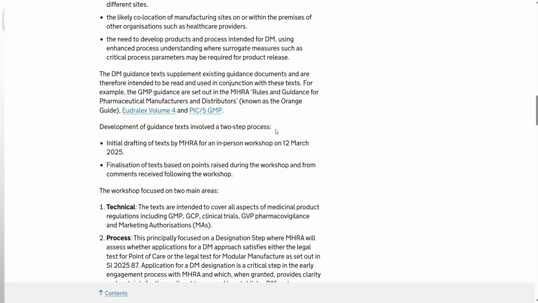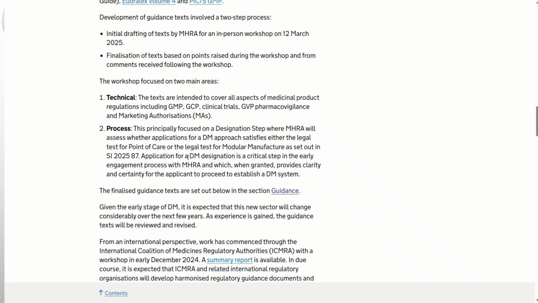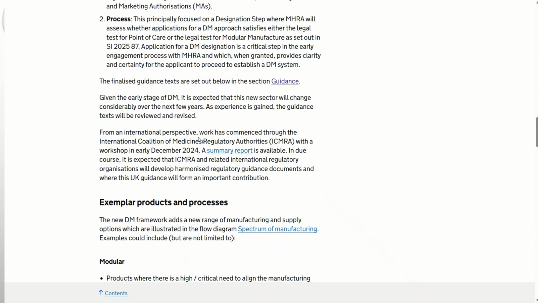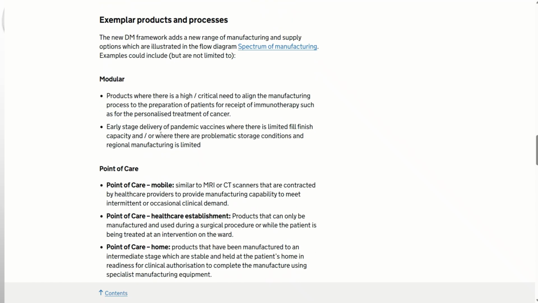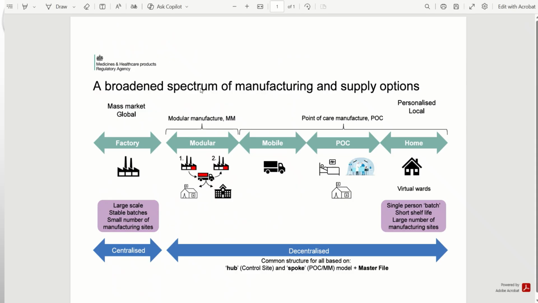The GMP guidance in the MHRA is the Orange Guide, so that has been updated to account for this. They've given us exemplar products for both of these cases. What's this spectrum of manufacturing? Oh yeah, this describes the different types of manufacturing that could be applicable for decentralized.